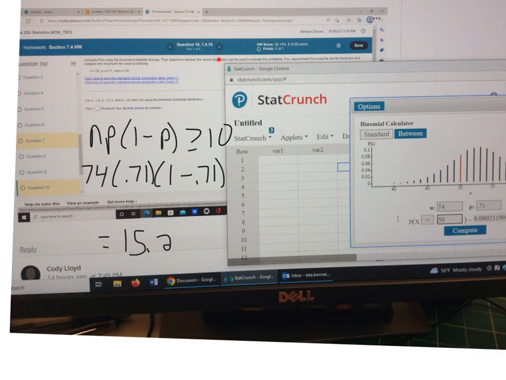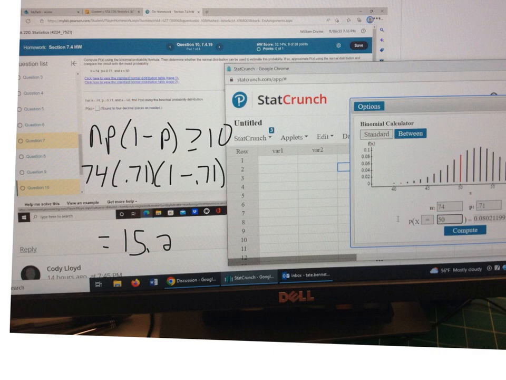And next, can we use a normal distribution? Well, here's the condition for using a normal distribution to approximate this. So n times p times the quantity 1 minus p must be at least 10 or greater. So n is 74, p is 0.71, so we put that in here, and I put it in the calculator, and I get 15.2, which is greater than 10. So we could use a normal distribution to approximate this binomial probability.